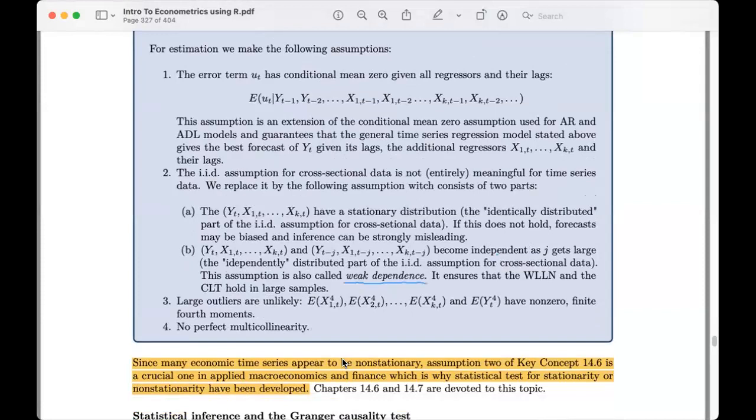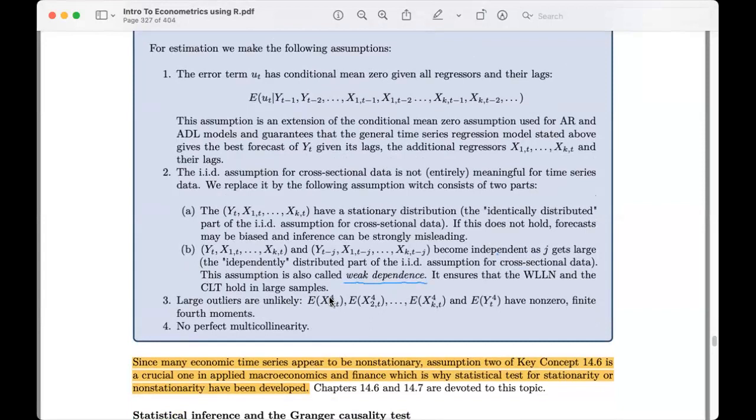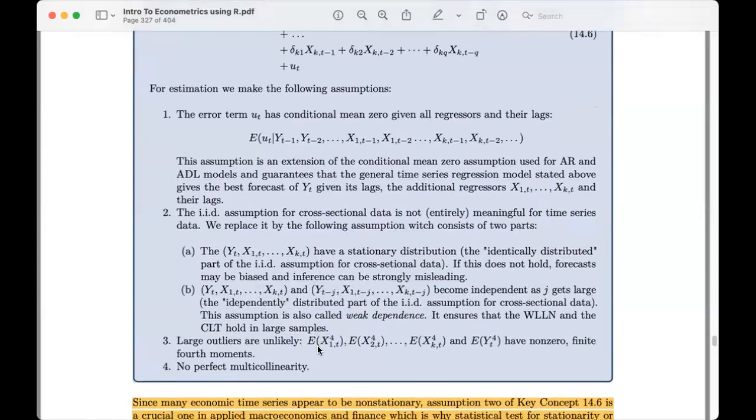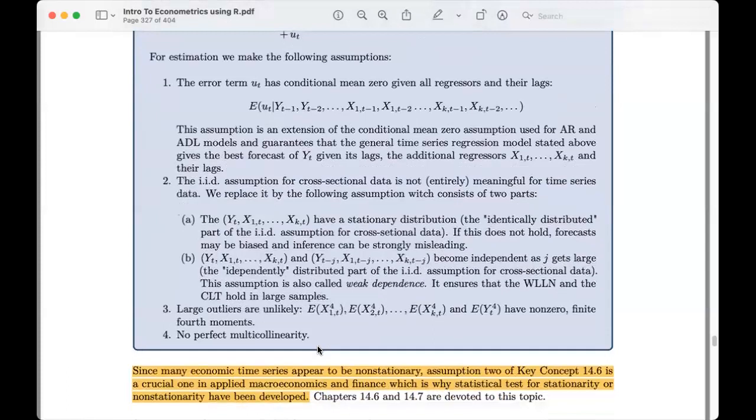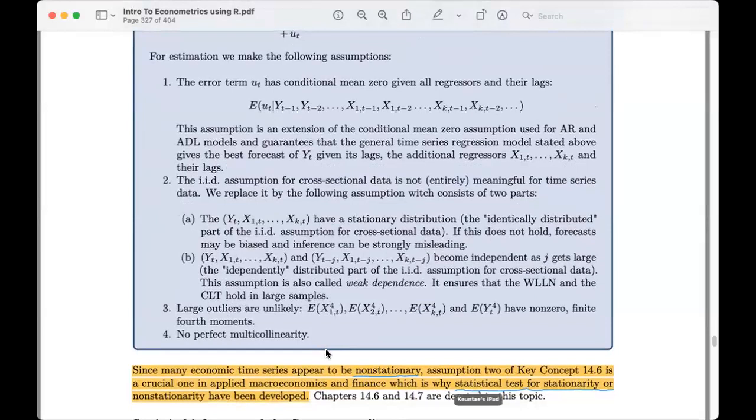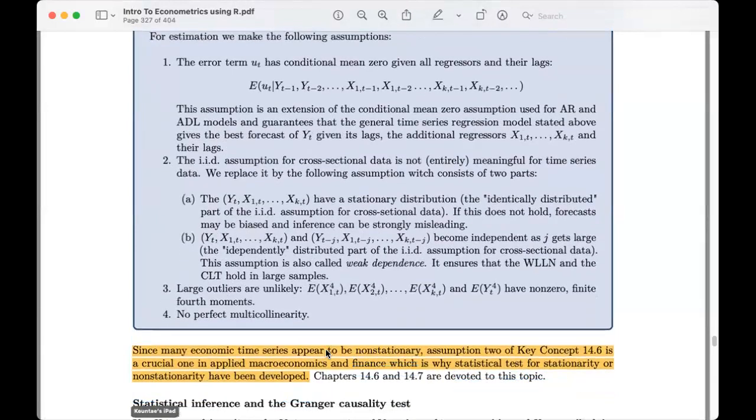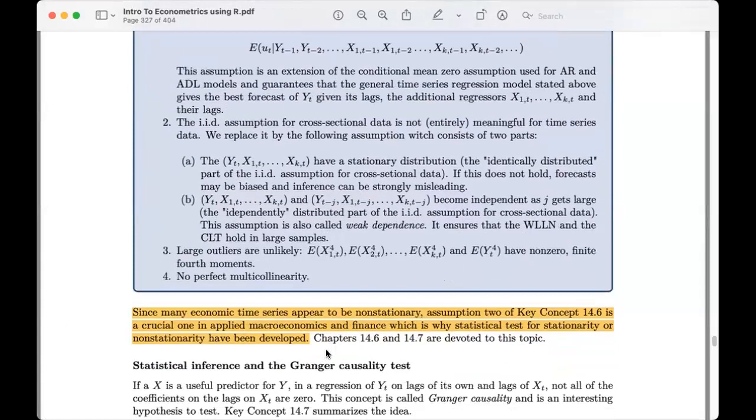This assumption is also called weak dependence, which ensures that the law of large numbers and the central limit theorem hold in large samples. Since so many macroeconomic time series appear to be non-stationary, assumption 14.6 is a crucial one in applied macroeconomics and finance, which is why statistical tests for stationarity or non-stationarity have been developed. So I think next we'll look at some statistical tests for non-stationarity.